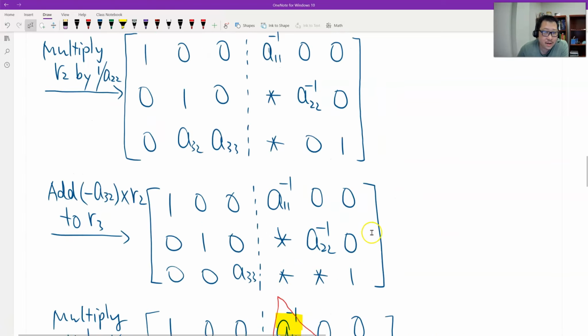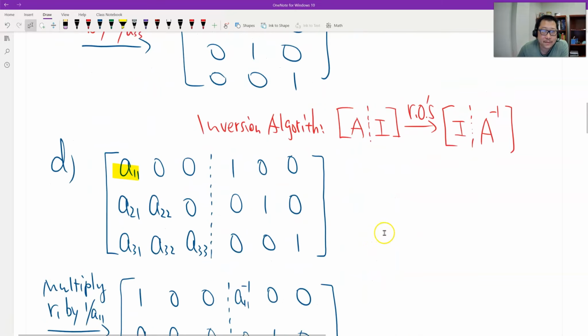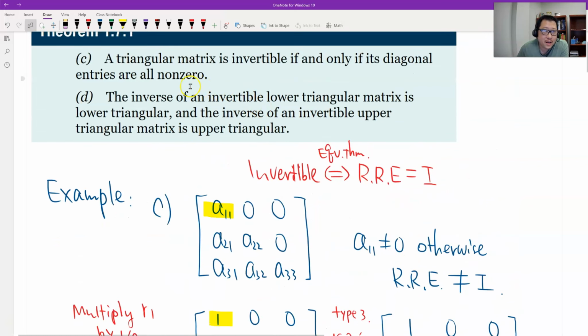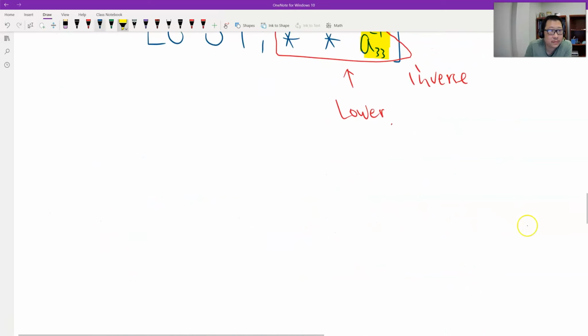So this is a simple idea. Using the algorithm, we can see that a lower triangular invertible matrix has an inverse of the same type, which is lower triangular. How about the upper? Let me show you the upper.